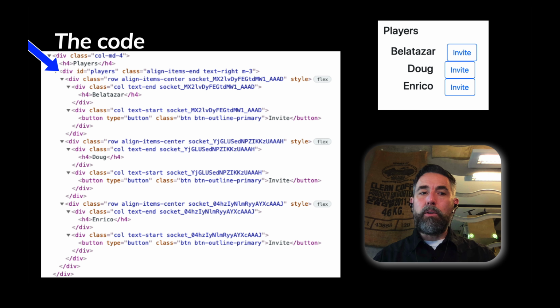And I just want to point out that if you look at where Baltazar is over on the left, you can see that all the divs associated with this player have the class socket underscore mx2lvd. That's a kind of complicated identifier, but it's one that we're not manually entering. It's one that we're using code in order to enter. And you can see that we've identified, looks like 1, 2, 3 different div elements with that identifier, so that later on, if Baltazar leaves, we can remove those elements programmatically by removing those things that have that class. Doug has a different set of classes, and Enrico has a different set of classes as well, reflecting the fact that they each have their own unique identifier.